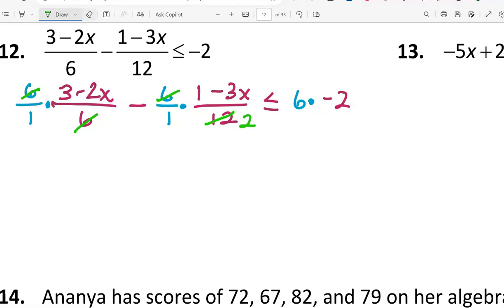And of course, now that I've done this, I realize I have a mistake. I should have been clearing the fractions. And to do that, we're not going to multiply by 6, but rather by the least common denominator of 12. Let me fix this.